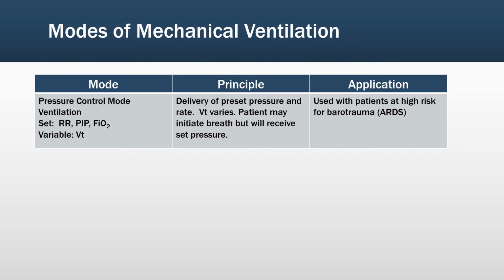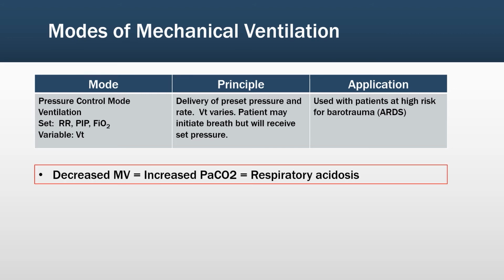This means that depending on the compliance of the lungs, the tidal volume will vary. Because the peak inspiratory pressure of this mode is capped, the patient is less likely to have barotrauma. But the varying tidal volume means that an appropriate minute volume may not be achieved. As you will recall, minute volume is related to the PaCO2 and acid-base balance. It is important to keep in mind that this could lead the patient to become acidotic, as an increase in the PaCO2 due to a decreased minute volume leads to respiratory acidosis.